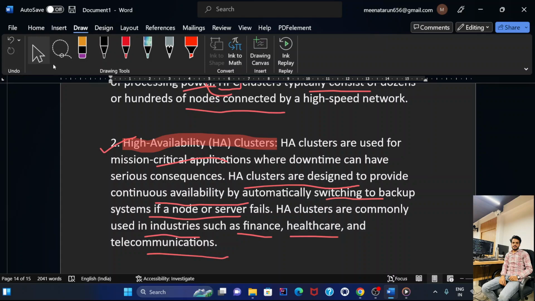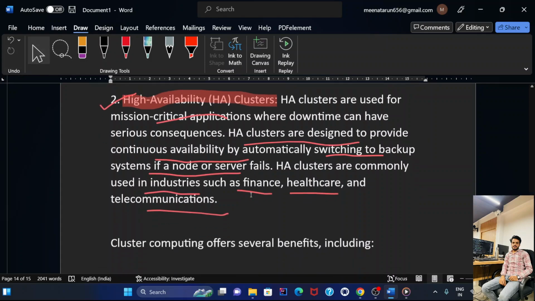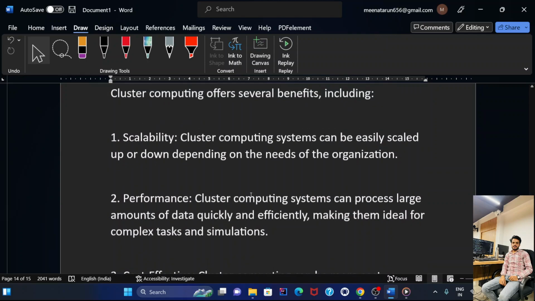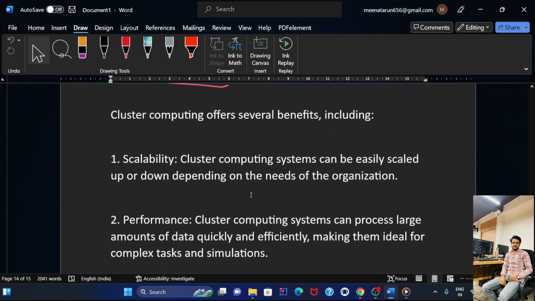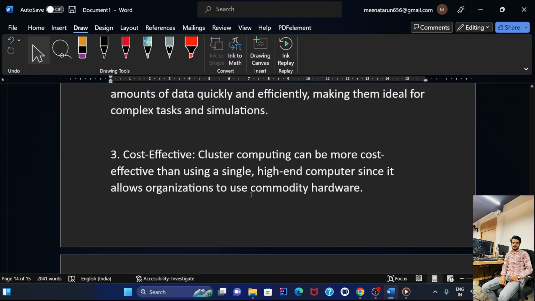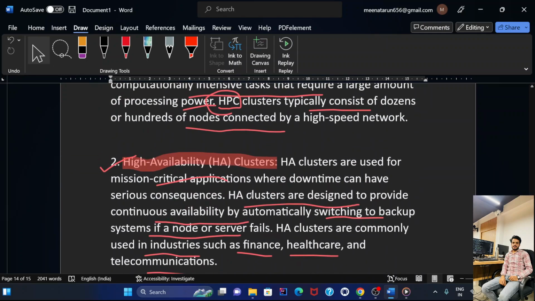So these are the two types of cluster computing. There are some advantages and benefits similar to the previous topic, which we can learn. So this is all about that.